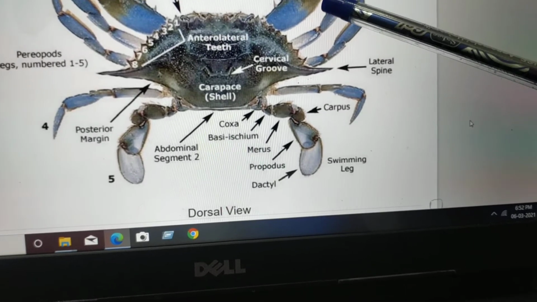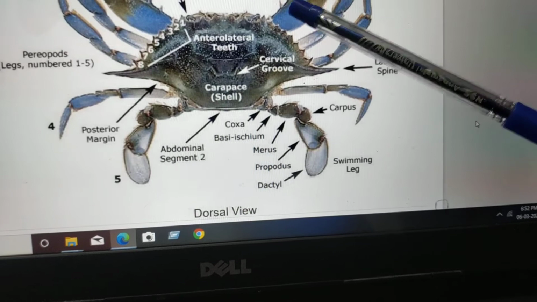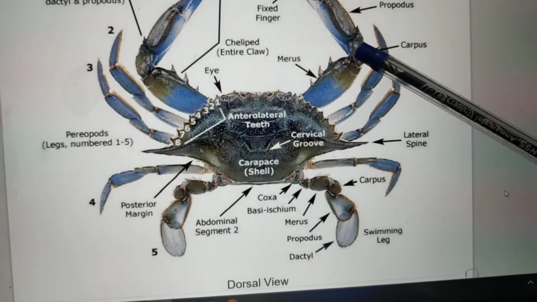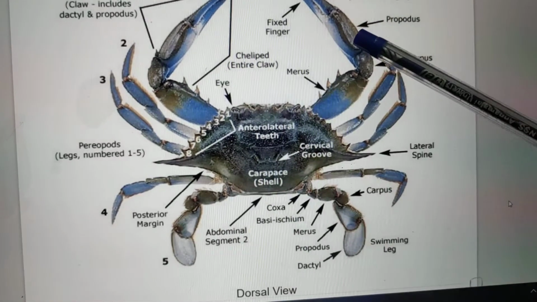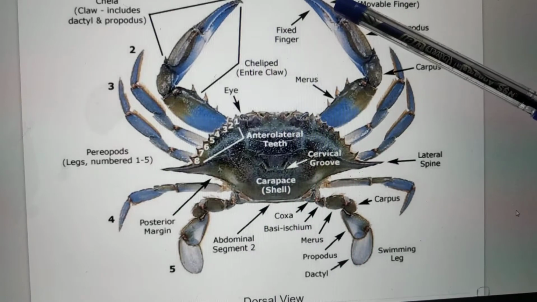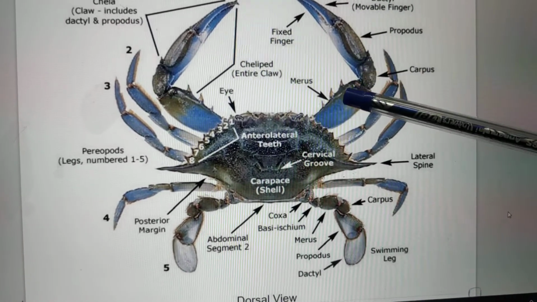Now we will see different parts of the legs. So this is called merus, the lower part. The upper part is carpus and propodus. The last one is dactyl. So dactyl, propodus, carpus, and merus.